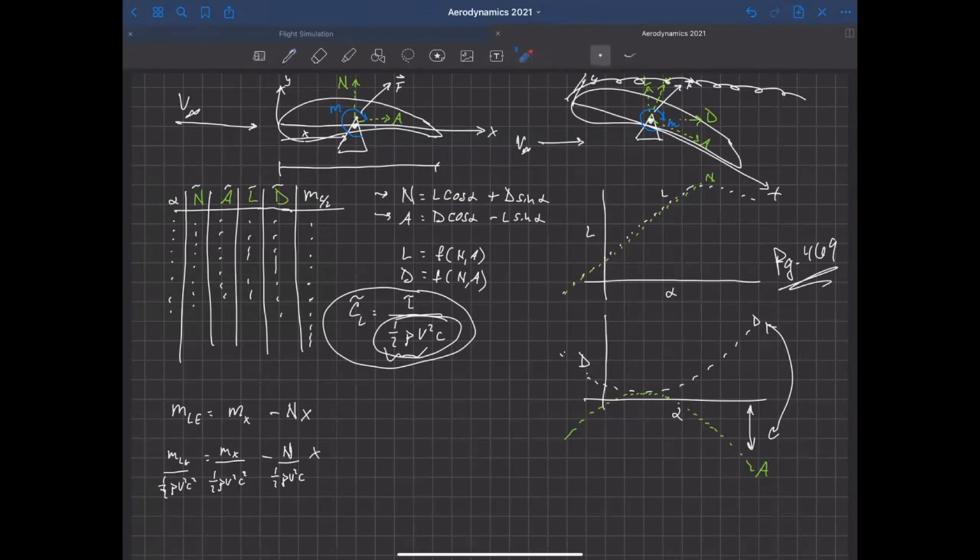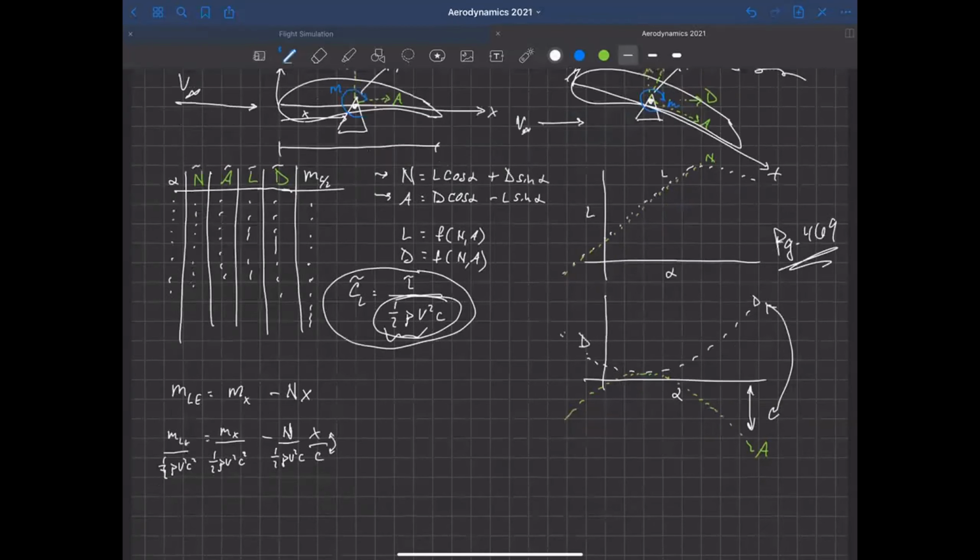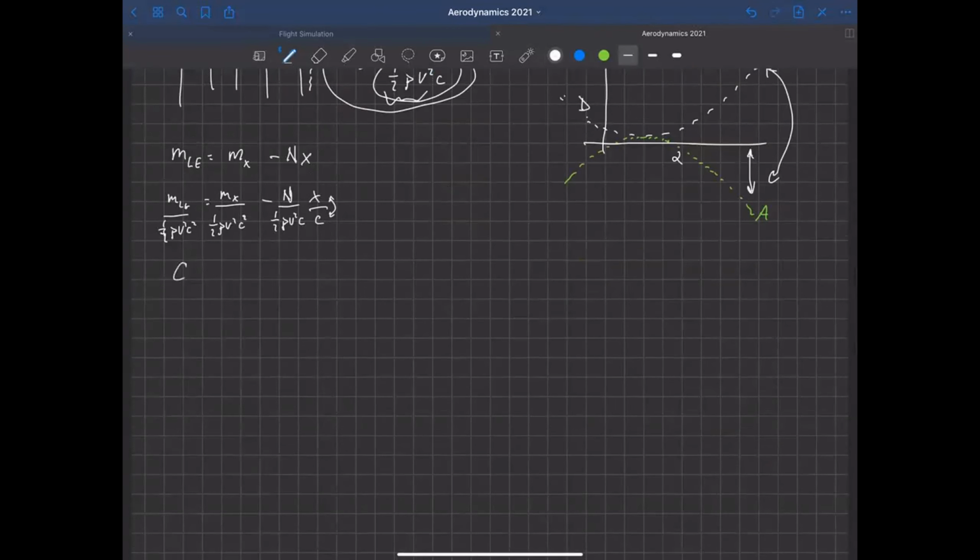Because I've divided everything through by 1/2 rho V squared c squared, divided that, divided this, and I have one extra c that I need to divide through by, and that's conveniently going to go right under that x there. So now x is non-dimensionalized. Normal force is non-dimensionalized, pitching moment. So the way we usually write this is C_m at the leading edge is equal to C_m_x minus C_n times x over c. Okay, so that's the same equation in non-dimensional form.